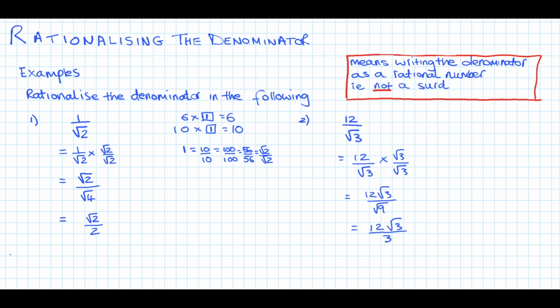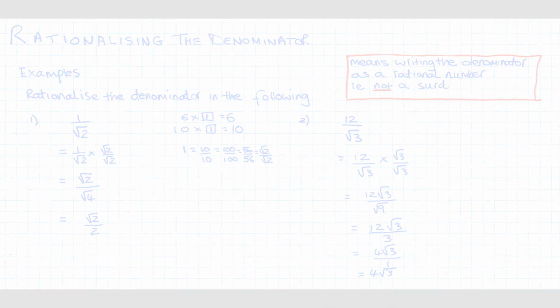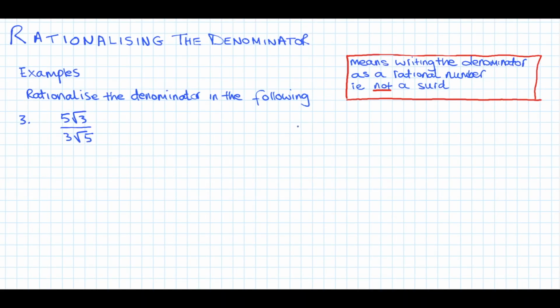Now this time there's one more step to do, because we can cancel. 3 divides into 3 once, 3 divides into 12 4 times. So if we did that, we would get 4 root 3 over 1, and that's just 4 root 3. And this time we don't even have a denominator, but in the last line, the denominator would be 1, so we have rationalised the denominator. Okay, let's do a third example.